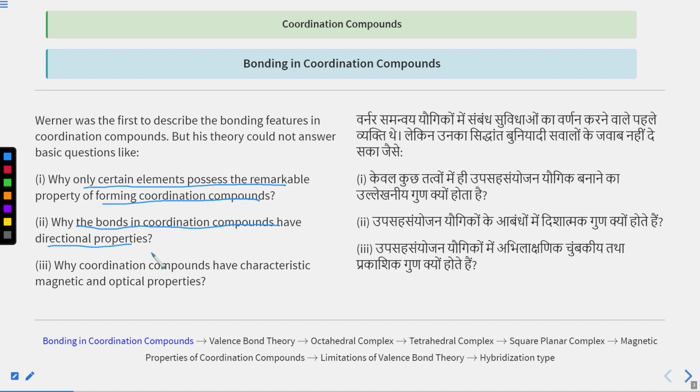And third is about the magnetic properties. Okay, magnetic properties, and of course optical properties, which are the result of the directional property of the bond. So we will see these three things, and try to explain these three things on the basis of the different theories that we will encounter now.